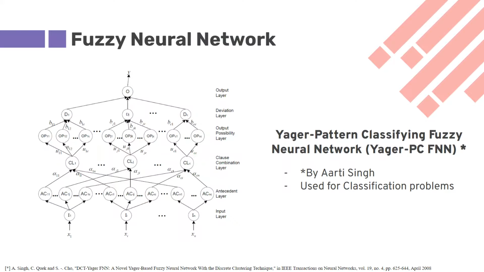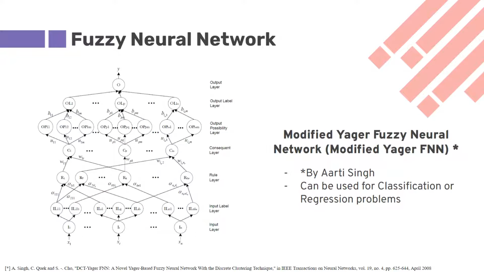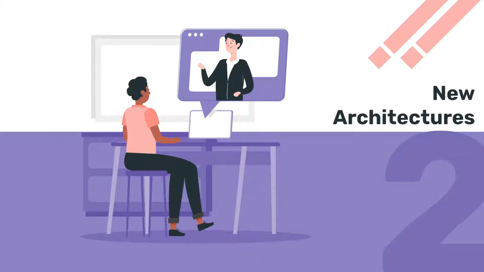First up, we have the Jaeger pattern classifying fuzzy neural network that was created by Jing. It's mainly used for classification problems. Next, we have the modified Jaeger fuzzy neural network, which was created by Jing as well. This architecture can be used for both classification and regression problems. Next, we'll go through the two architectures that I've created for this project.